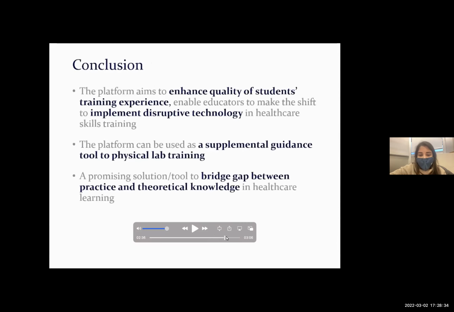See if there's any other slides after this. Oh, there was a conclusion slide as well. How are we for time on this one? 3 minutes? We're under, so you're good on time for this one.